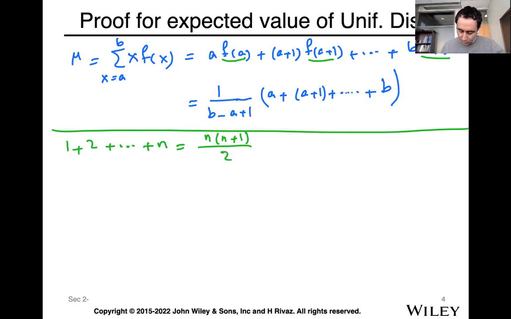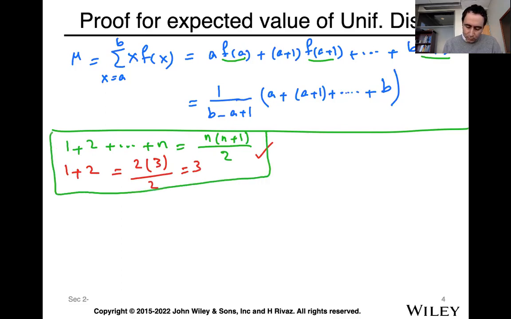Let's check if this equation is correct. Let's plug in n equal to 2. So 1 plus 2 is equal to 2 times 3 divided by 2, and that's 3. Yeah, so the equation checks. So this is the correct equation. So 1 plus 2 plus dot dot dot plus n is n times n plus 1 divided by 2. So I'm actually going to use this equation.